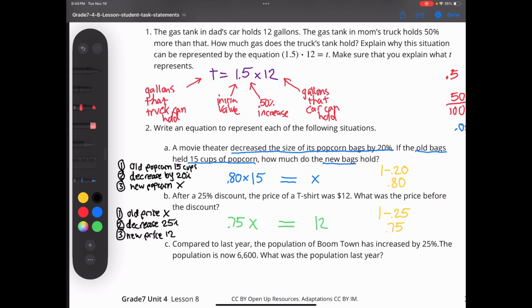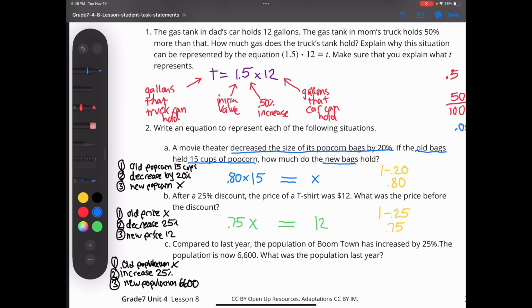C, compared to last year, the population of Boomtown has increased by 25%. The population is now 6,600. What was the population last year? So let's get our key information. This time it's an increase by 25%. So increase 25%. The old population is unknown. Old population, that's X. And then new population is 6,600. So 1, 2, 3. That 1, 2, 3 is for the order of the story.